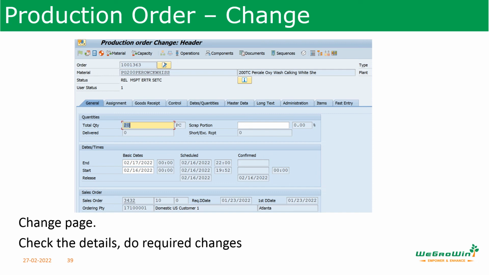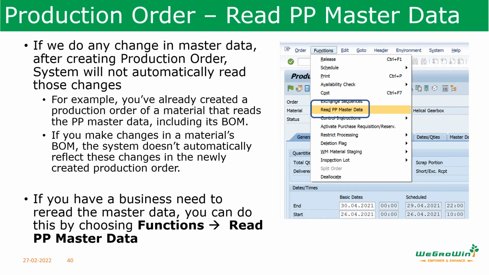At the same time, when you change a production order after its creation, if in between there is a change in the BOM or routing or any other details, the system will not capture them automatically, right? For that, you have to use this function button and press Read PP master data. When you do this, the system will again read all the master data and update it here.